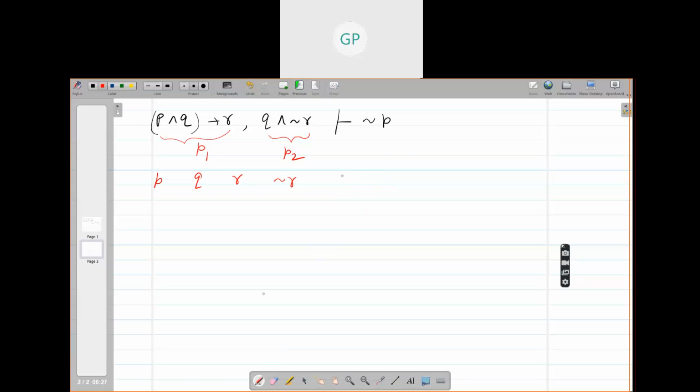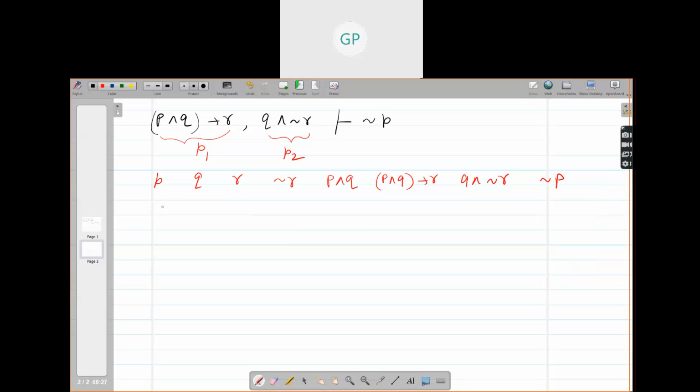Let us first write our premises. First column P, then Q. Then next column, P and Q implies R. Next, Q and negation R. And the last one is my negation P. That is my conclusion, right? Yes. Okay, so let us prepare the truth table.